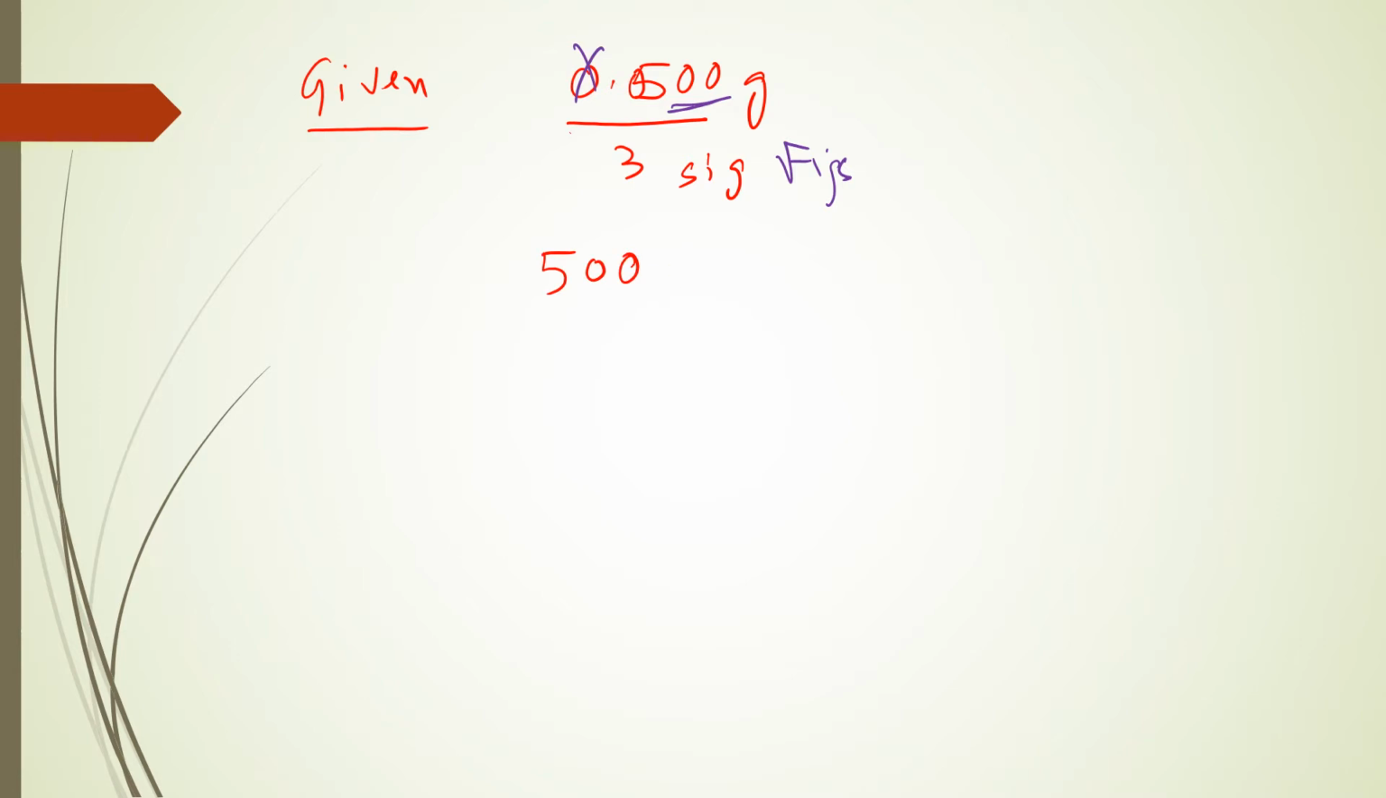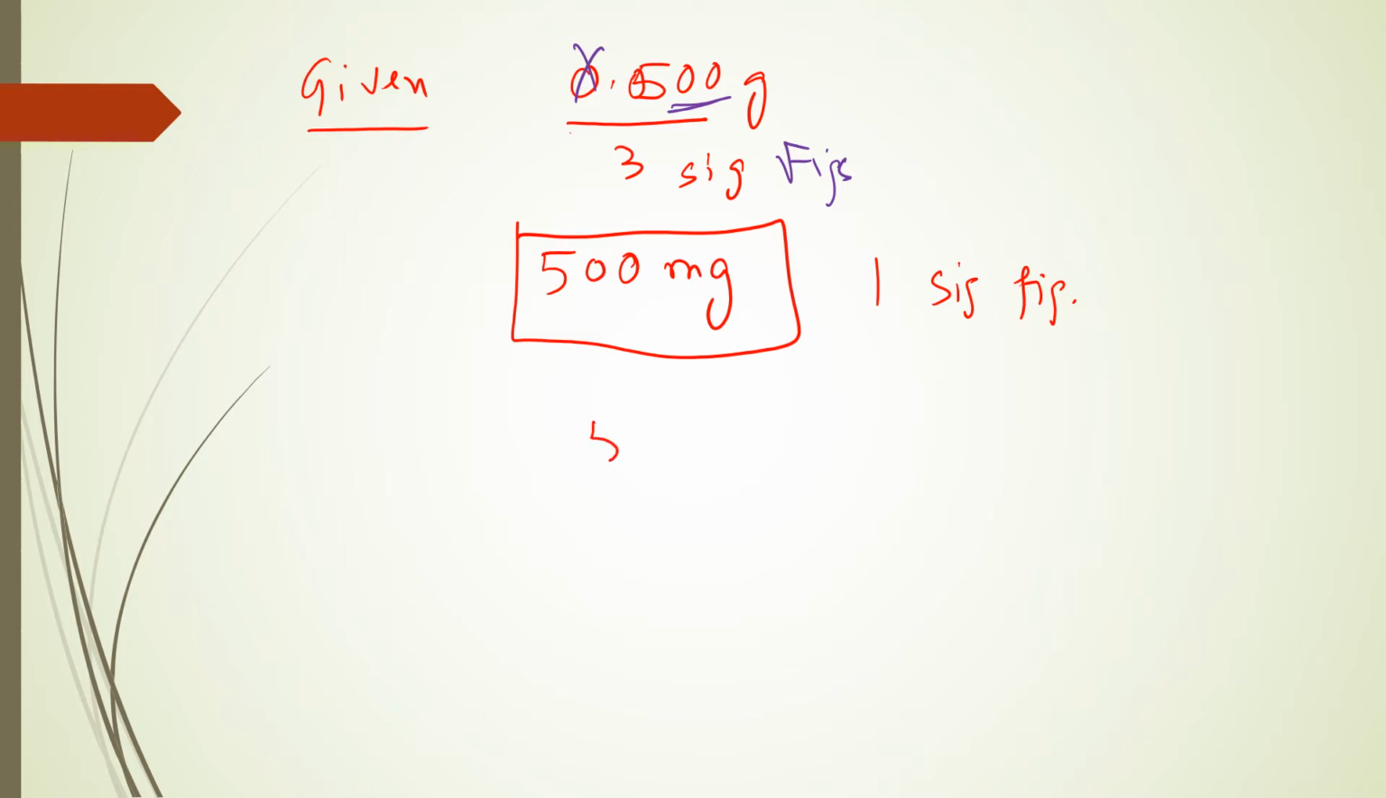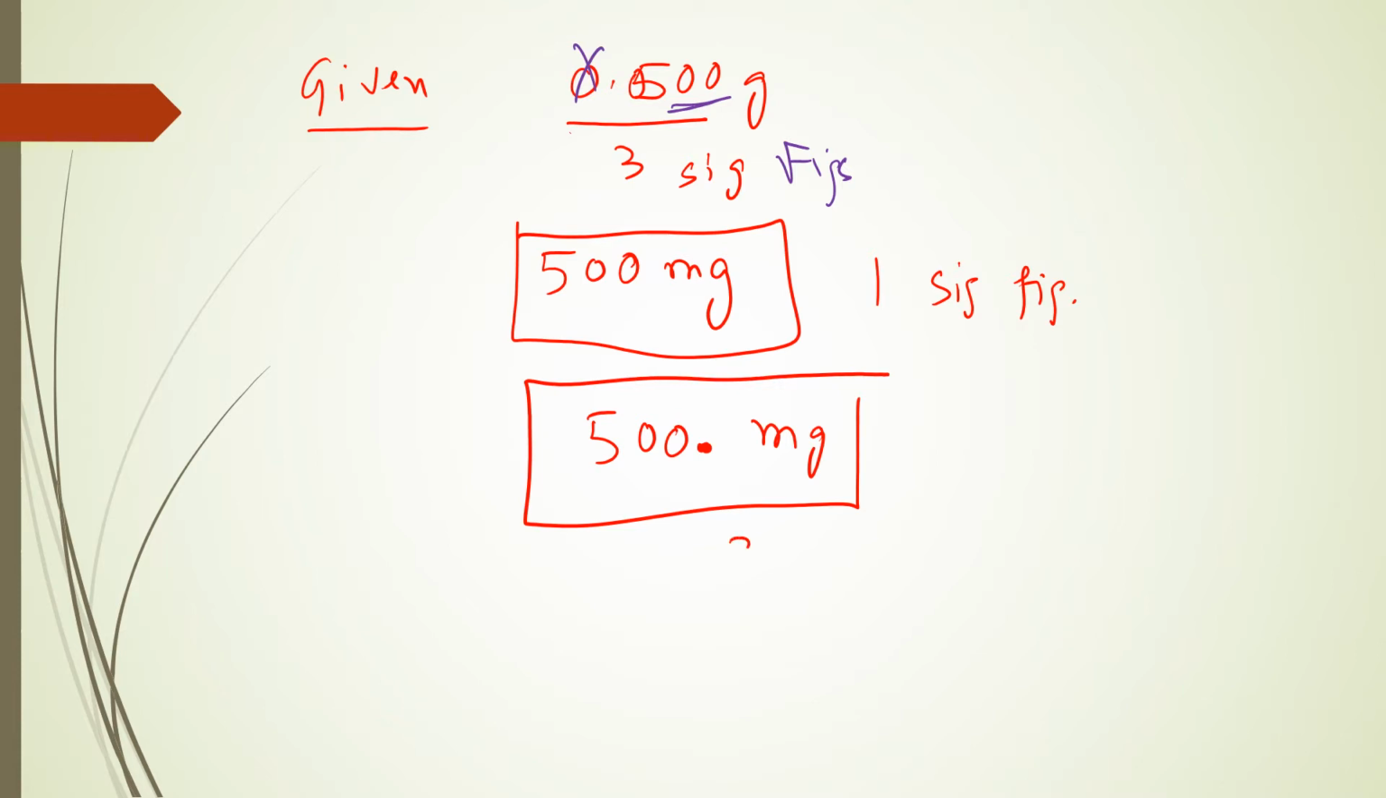Although my calculator showed the answer to be 500 milligrams, I need to report my answer to 3 sig figs. If I leave it like that, right now my answer has only 1 sig fig, so it will be incorrect. In order to convert this 1 sig fig to 3 sig figs, the simplest way is to put a decimal. If I put a decimal at the end, now it has 3 sig figs.